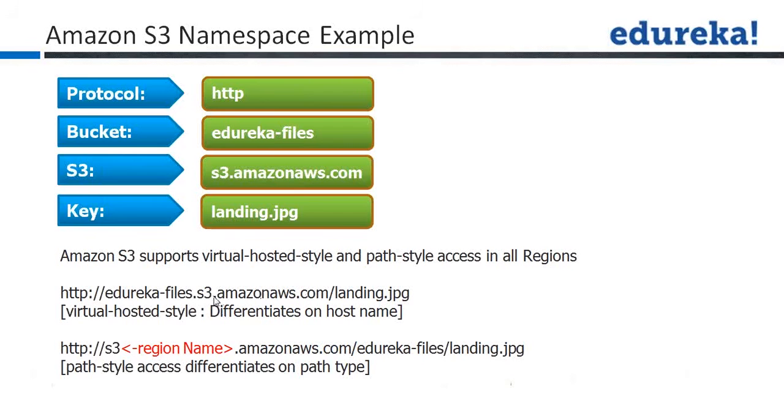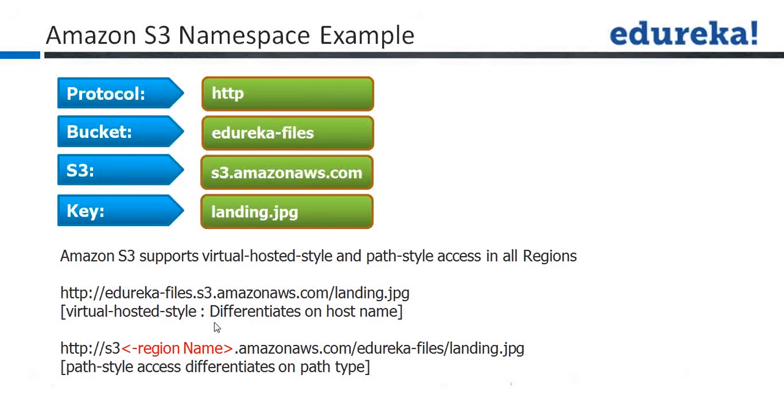If it is in some other region like US West, it will have s3-us-west-1 or s3-us-west-2 in that URL. So bucketname dot, this is called virtual hosted style. Virtual hosted means you add your virtual host in front of your URL. So in front of s3.amazonaws, you add your virtual host.